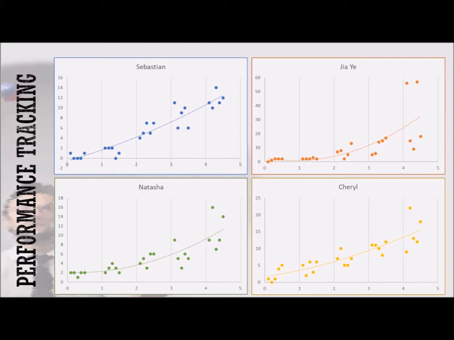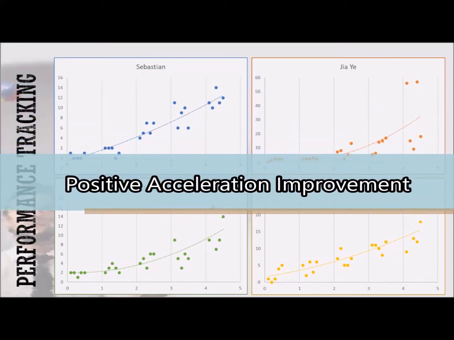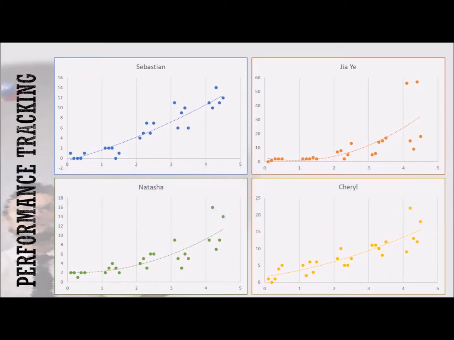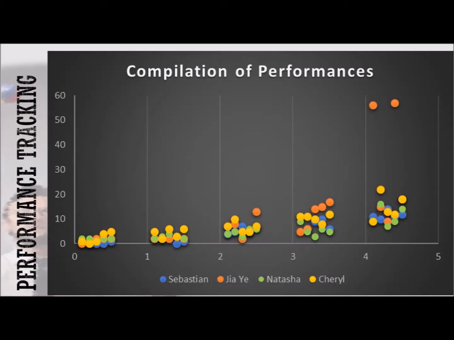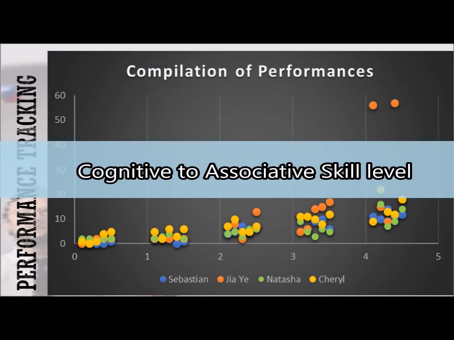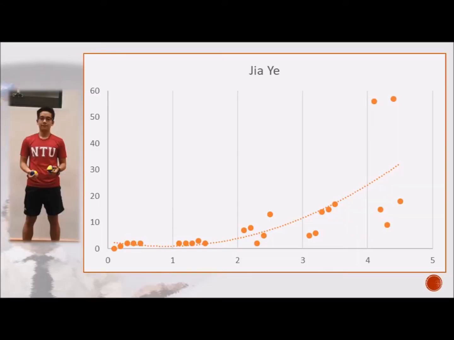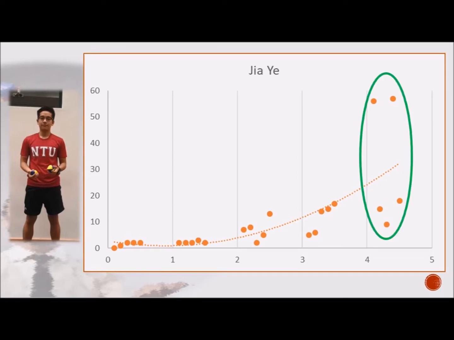Checking our performance on graphs, it can be seen that our improvement was positively accelerated. It took some time to grasp the concept of the 3-ball cascade. But once we did, the scores began to rise quickly as well. It can be seen that we have progressed from a cognitive to associative stage in our skill level. Our top juggler Jia might even be closing in to an autonomous stage. However, as can be seen, there are still some performance errors, which is why he was only able to hit a high score twice.